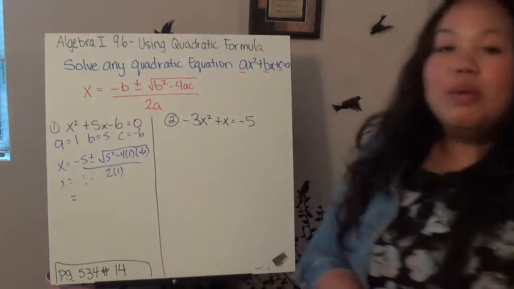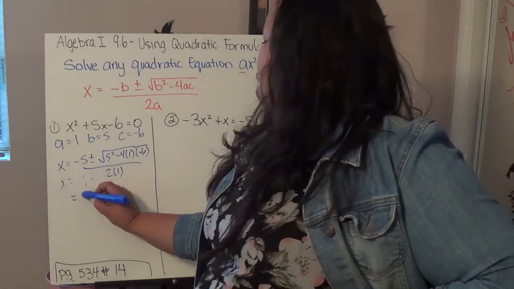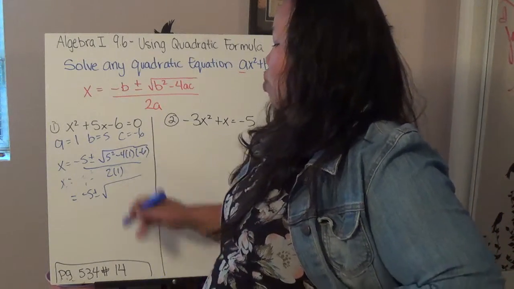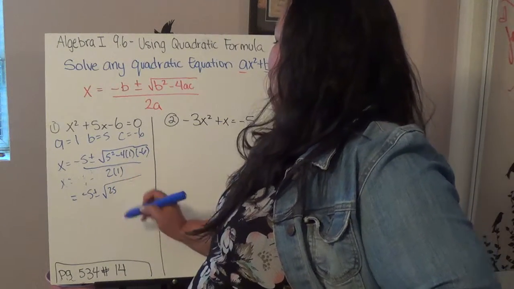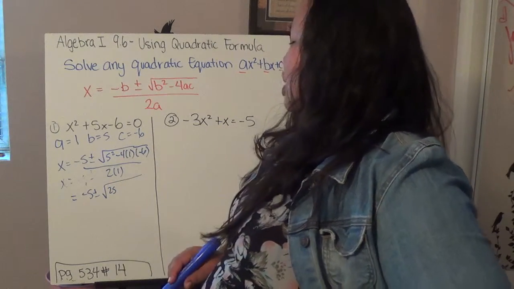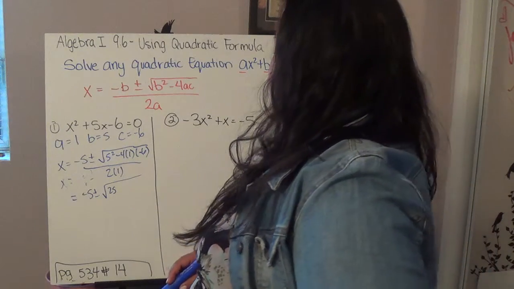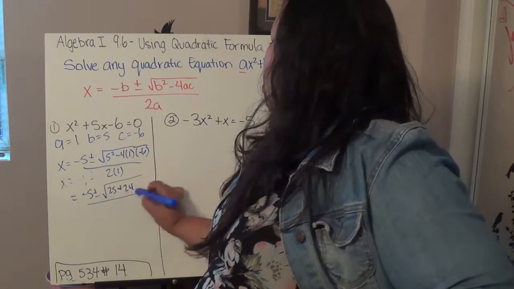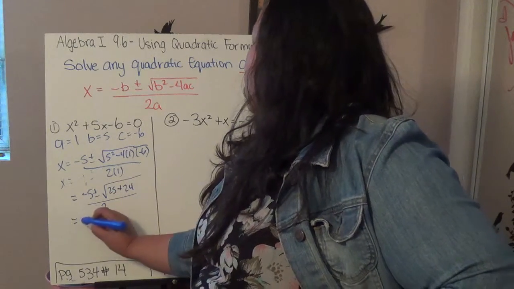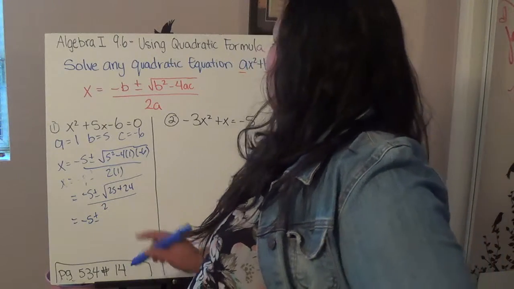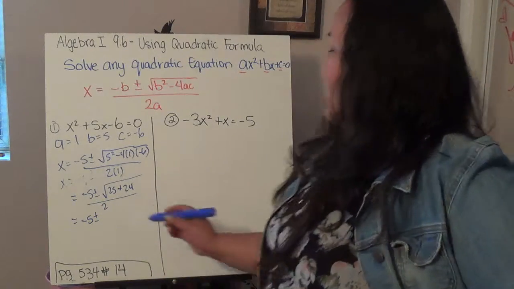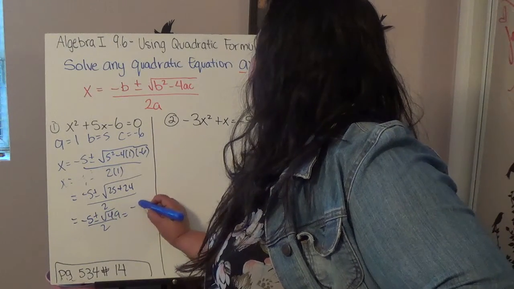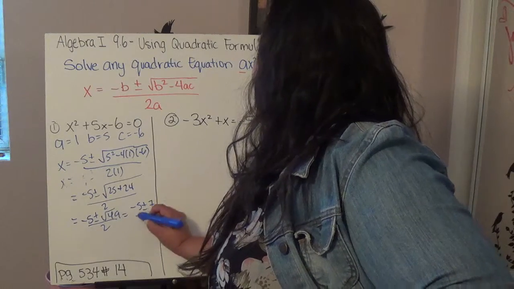So once I have that set up, then I'm going to solve. So -5 plus or minus, I'm going to start by solving the radical first before I worry about anything on the outside. So 25, -4 times -6 is positive 24 times 1, so plus 24, over 2 times 1, which is 2. So -5 plus or minus 25 plus 24 is 49 over 2. So this is -5 plus or minus 7 over 2.